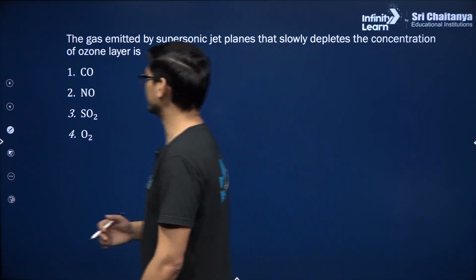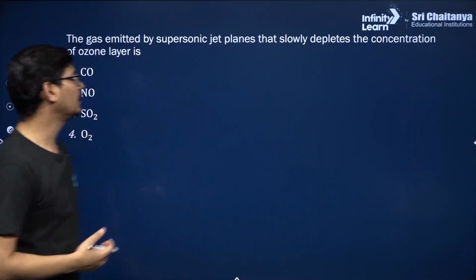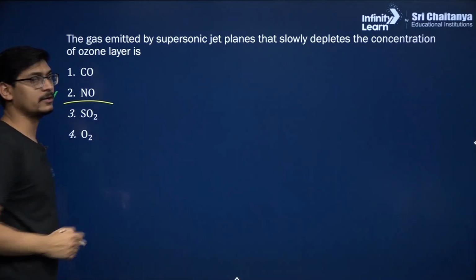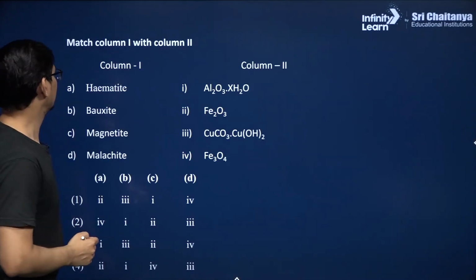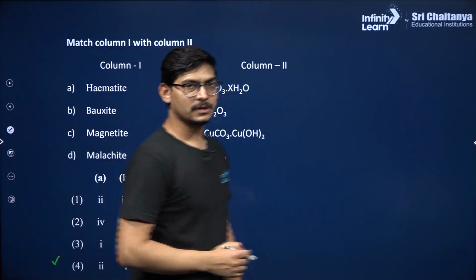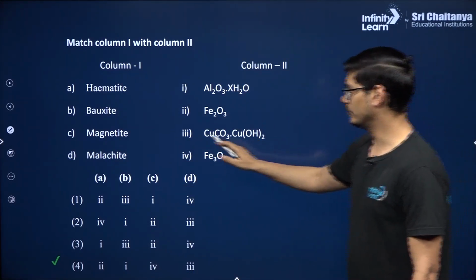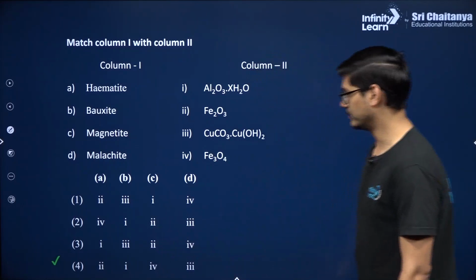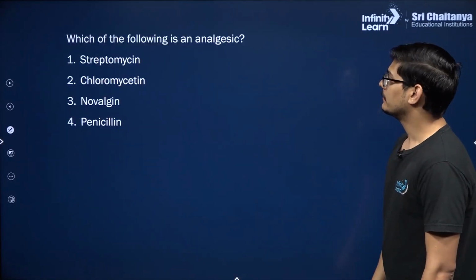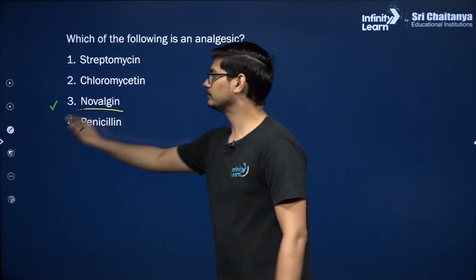The gas emitted by supersonic jets which is responsible for the depletion of ozone is nitric oxide, right? Here the correct answer is the fourth, because we know hematite is Fe2O3, bauxite is this, magnetite is Fe3O4, malachite is this. So that is the correct answer, right? Which of the following is an analgesic? Novalgin, right? Metamizole.